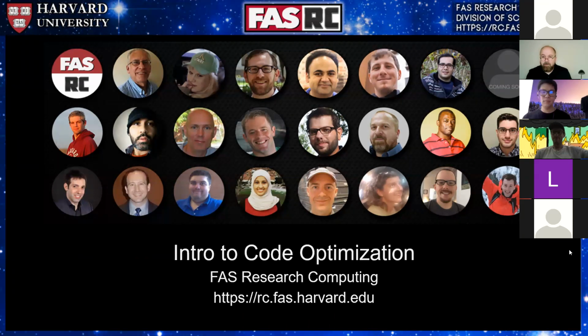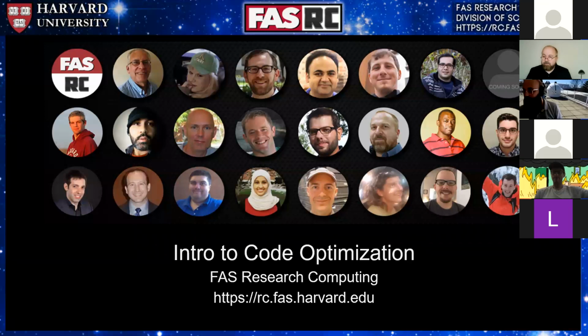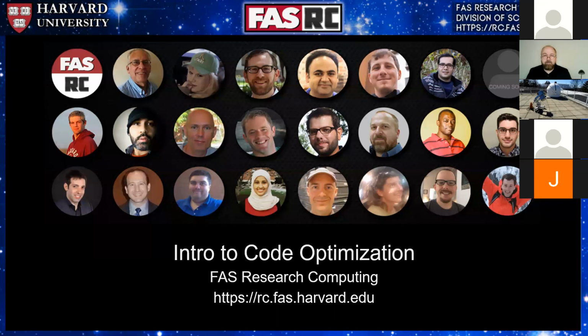To introduce myself, I'm Paul Edman. I work at the Faculty of Arts and Sciences Research Computing. I am your liaison between the Center for Astrophysics and Research Computing, which runs the supercomputer at Harvard, the Cannon cluster. I'm a professional astronomer by training, so I've done a bit of work in magnetohydrodynamics. We're going to be talking today about code optimization.